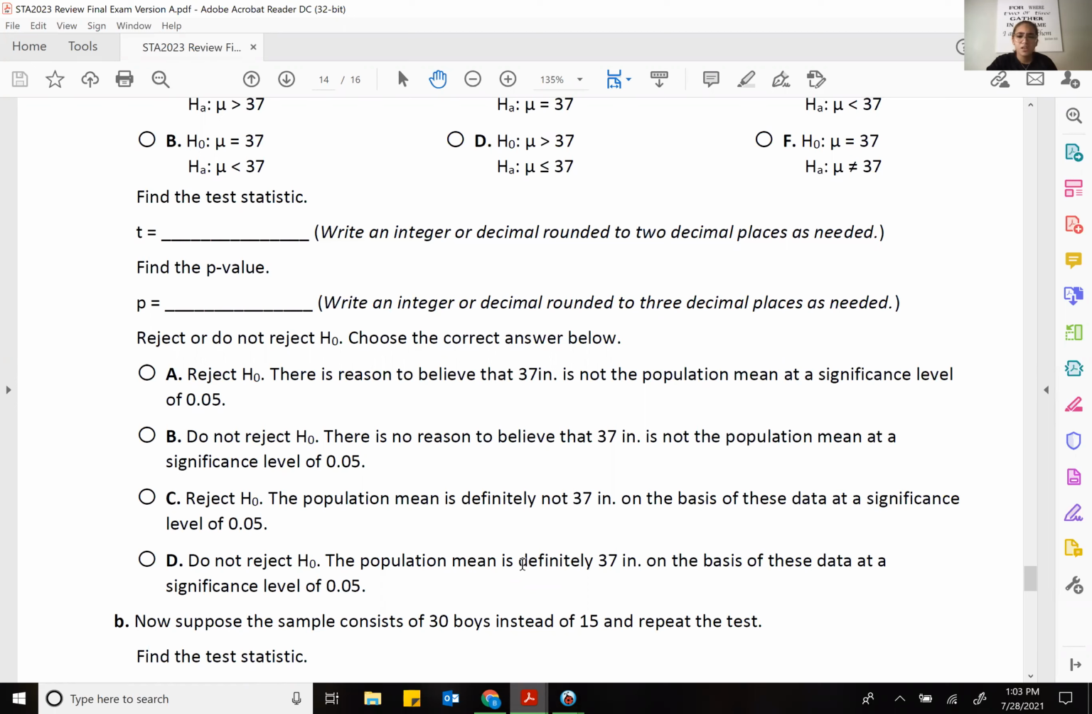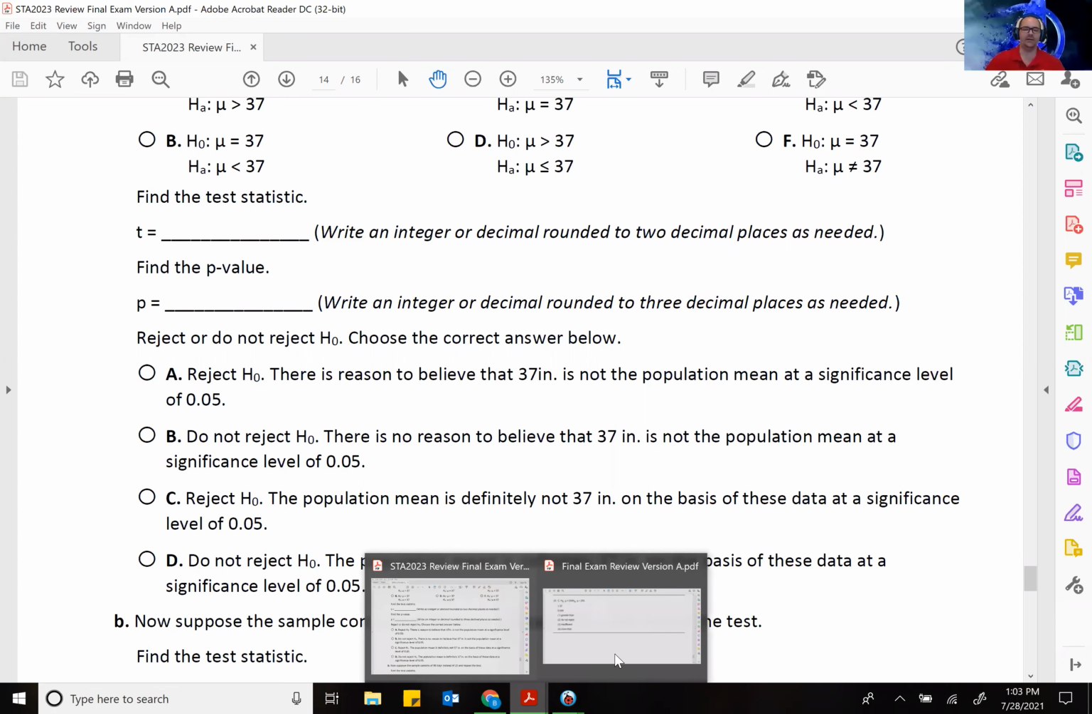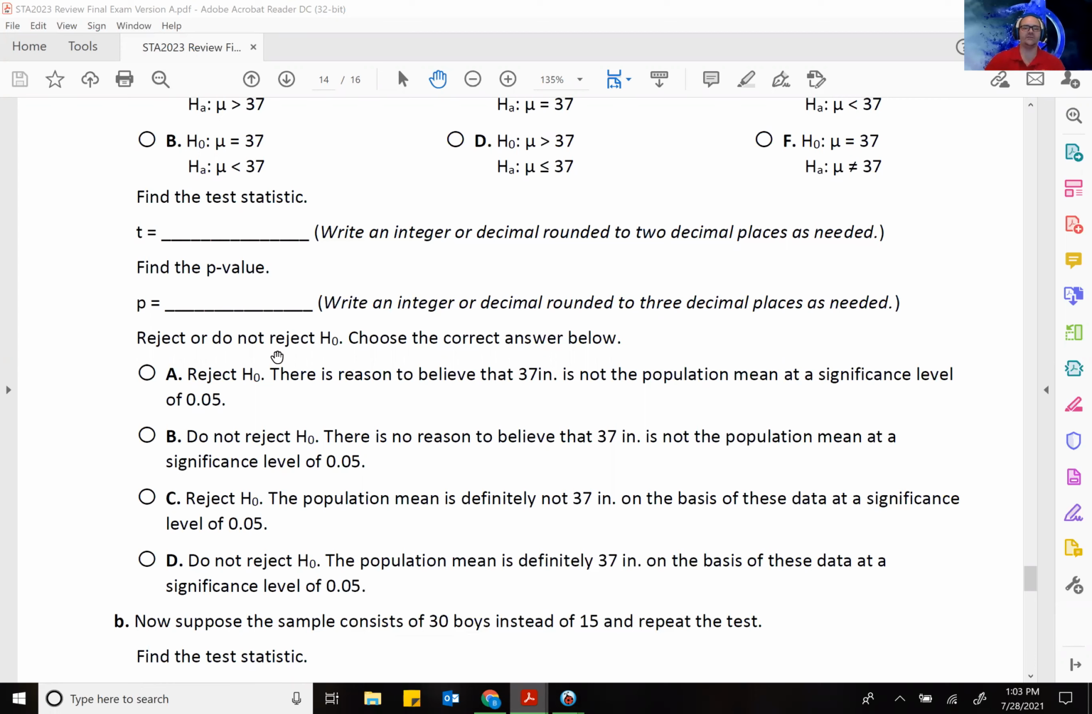Yeah. So B? Yeah, because the p-value is higher, so it's do not reject, but I'm confused with the wording. Yes, the wording, because the big difference is one says there's no reason to believe it's not, and one says it is definitely 37. I would say it's B because I don't think we would be that sure. I would choose B. Yeah, I agree, it is B.